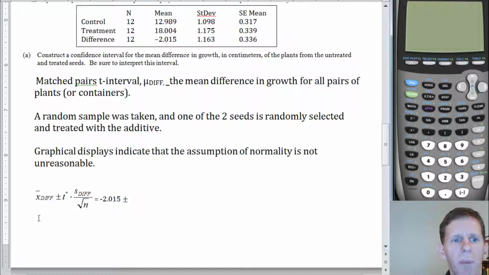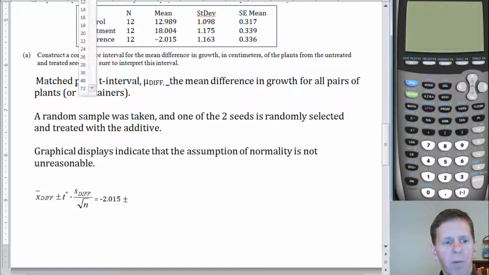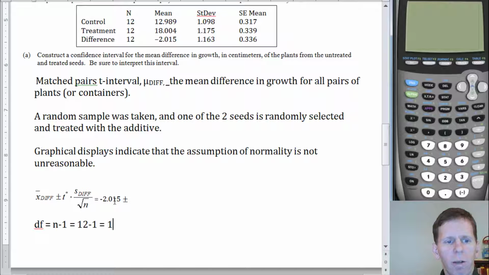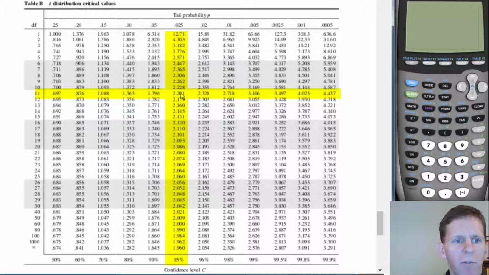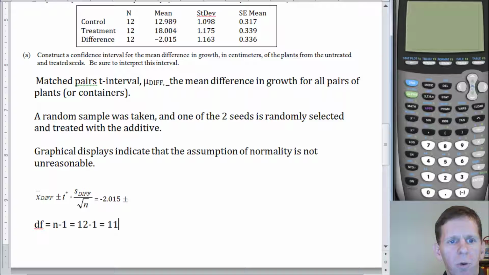Degrees of freedom. Because we have 12 pairs of numbers, your n in this problem is going to be 12. So when we're calculating the degrees of freedom, and I'd like to write this down on my paper, the degrees of freedom is going to equal n minus 1, or 12 minus 1, which equals 11. So we're going to look up on your table 95% confidence and 11 degrees of freedom. When we go to 11 degrees of freedom on the chart, and go across to 95%, you'll notice it corresponds with a value of 2.201.